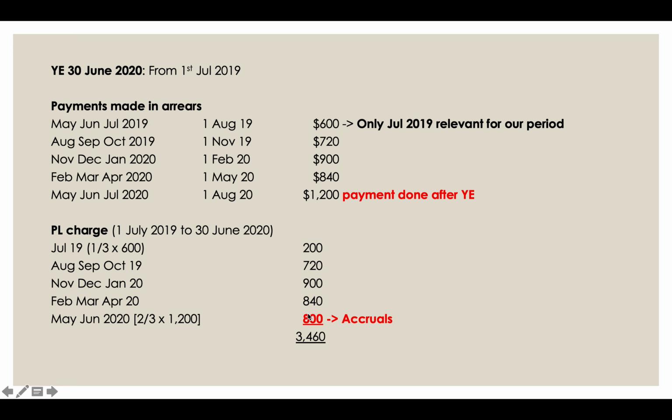The payment was done after the year end, and therefore we need to accrue for these 2 months. The P&L charge will then be the total of these figures, and this total figure will be posted to the profit and loss. It's good that you make a quick check that you always calculate the P&L charge for 12 months and not less or not more.